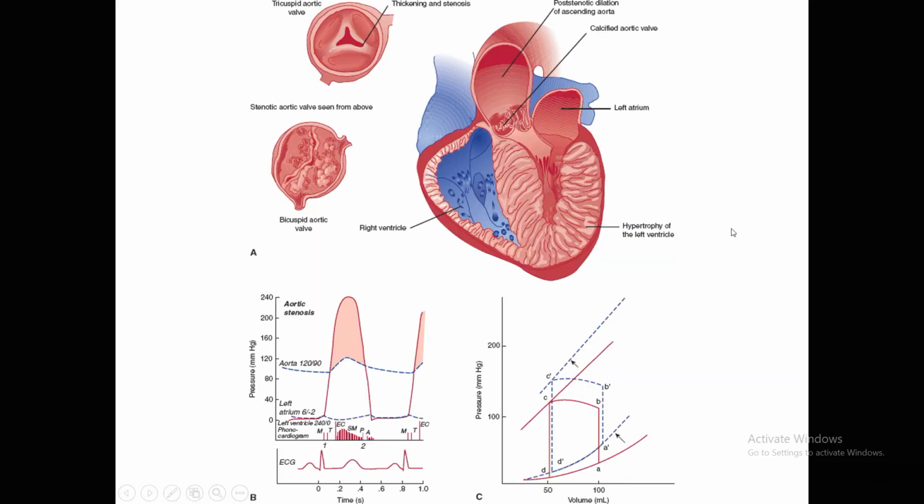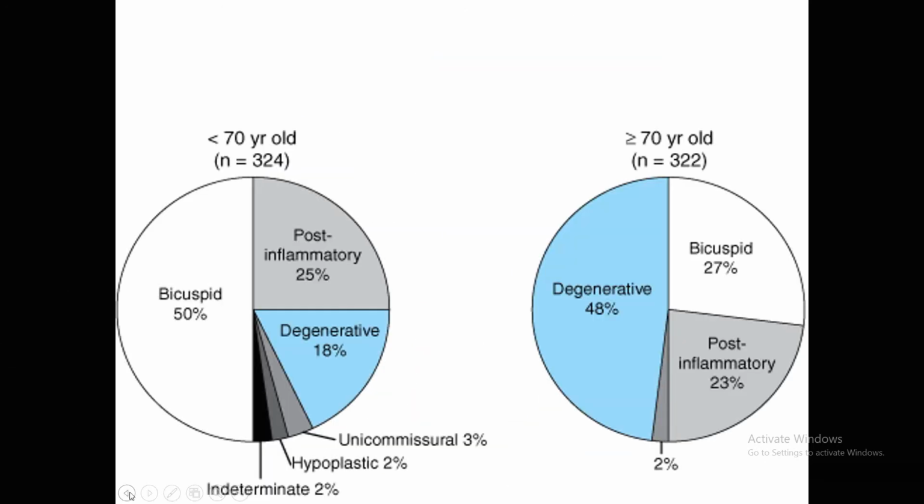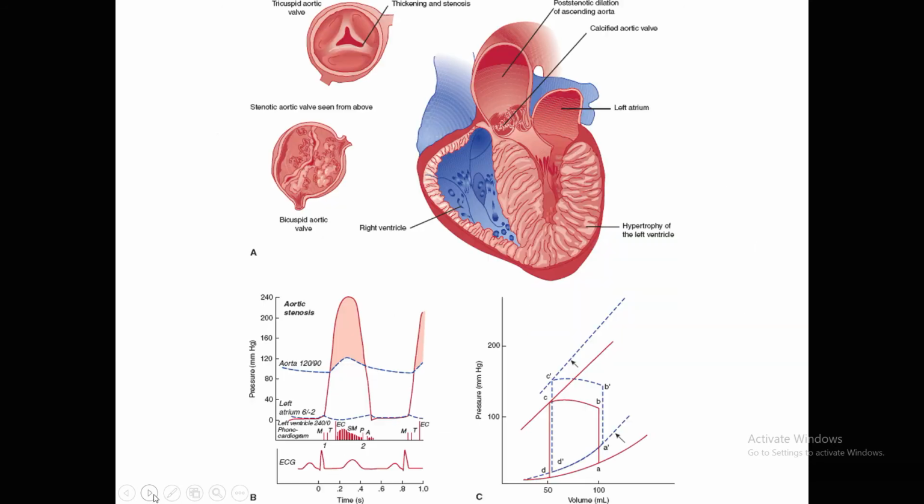This picture illustrates the structural and functional changes in aortic stenosis. It may demonstrate either a tricuspid valve with severe thickening and stenosis or a bicuspid aortic valve, as already shown previously. The bicuspid valve is an important cause of the disorder. As a consequence, functional changes are observed.